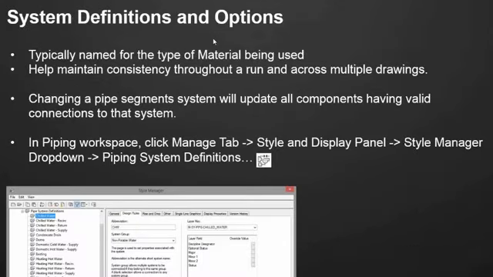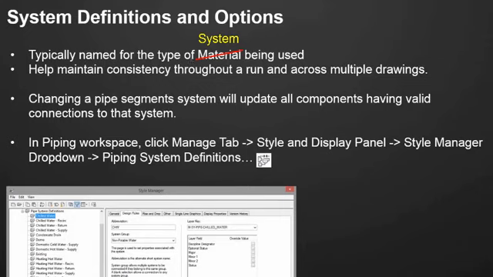Our system definitions. I like to explain the system definitions and the routing preferences as the routing preference tells the program what part to put in your drawing, and the system definition tells the program how to display that part. They're typically named, and this is incorrect, they're not. The routing preference is typically named for the type of material. The system definition is typically named for the type of system.